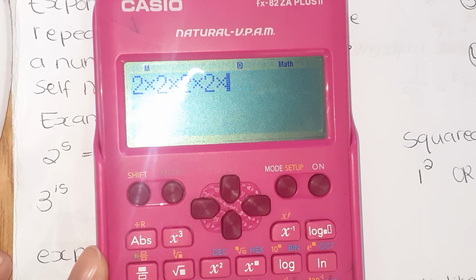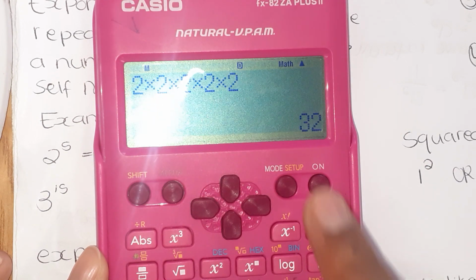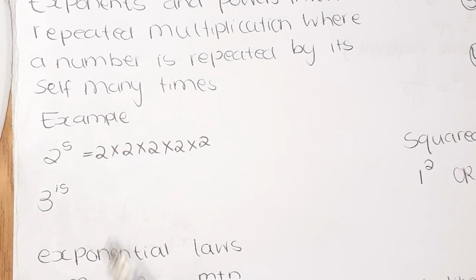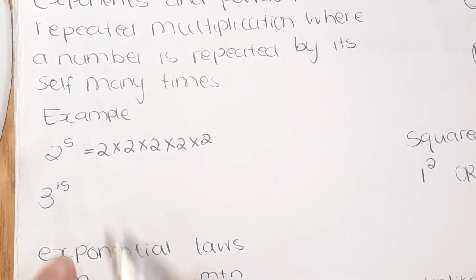We multiply 2 by itself 5 times: 1, 2, 3, 4, 5. And that's going to give us 32. This is time consuming, and this one is straight to the point. That's a trick that mathematicians came up with to make these multiplications very simple.